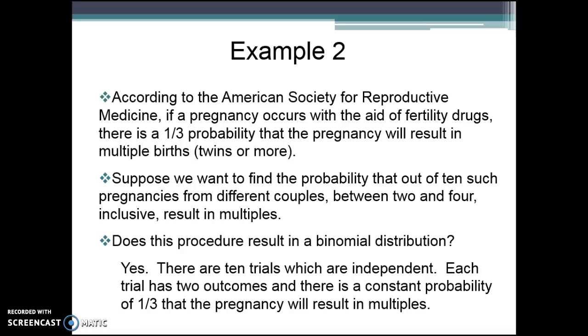So does this result in a binomial distribution? Yes. We've got 10 trials. The trials are independent. That's why it's important that we said they're from different couples. If we had pregnancies from the same couples, that might not be independent. Each trial has 2 outcomes. The first outcome is multiple birth. The second one is not multiple birth. And then the probability is always 1/3 that the pregnancy would result in multiples. And then we're counting how many of the 10 would result in multiples. So that's going to be a binomial.